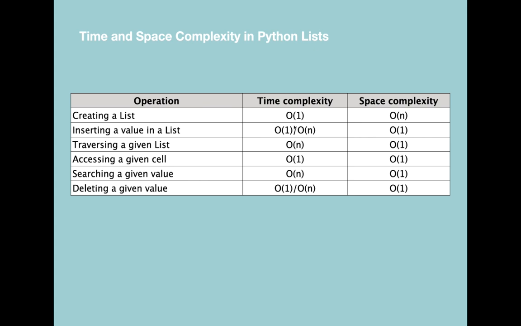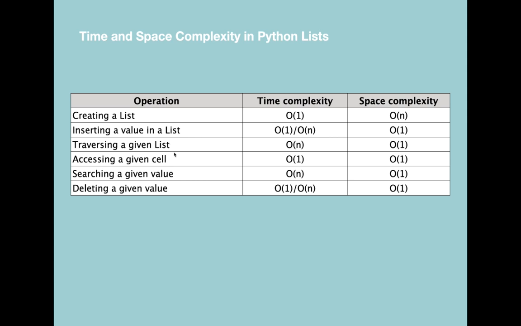Because in this case, we are not moving any element right. But if we insert an element at the beginning of the list, then in this case, all elements have to move one step right. Which means that if we have n elements in the list, then we have to move n elements one step right. So this will take O(n) time complexity. The space complexity for inserting a value is O(1) because we are just inserting one value.